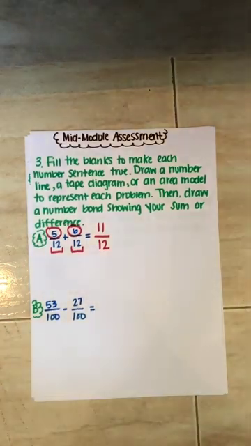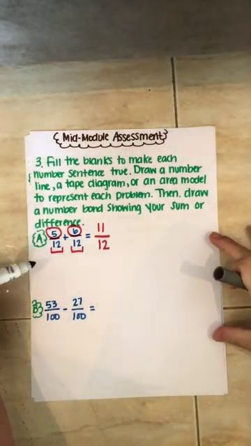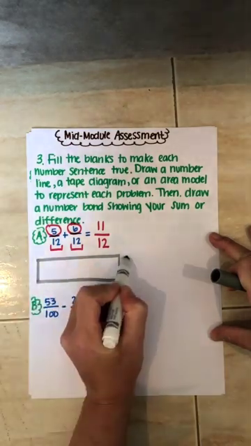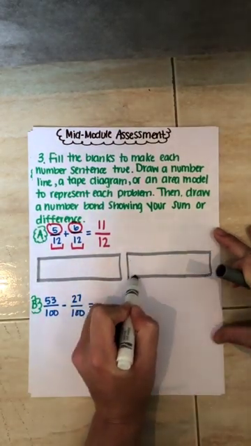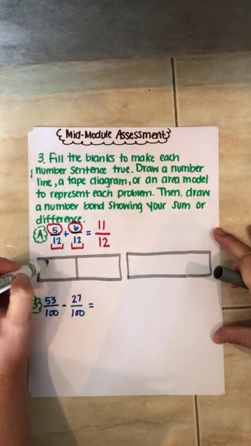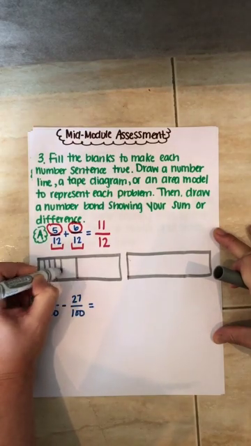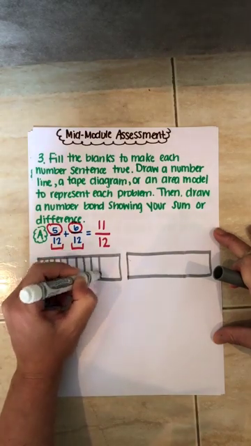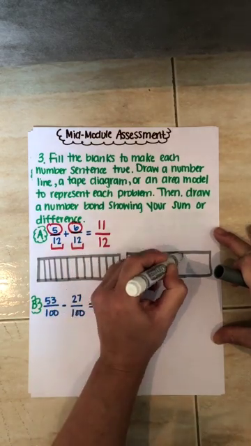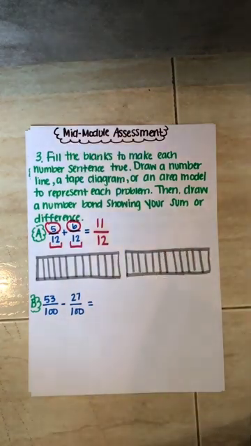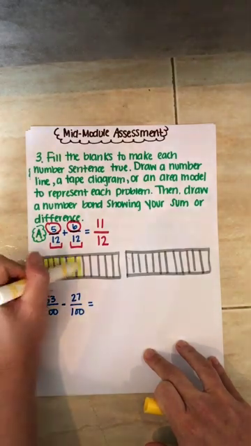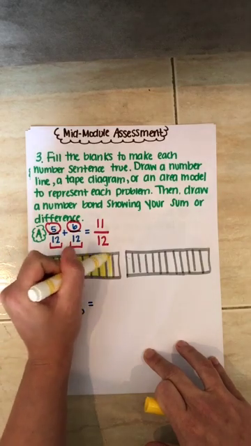Now I need to draw a model. Because I love tape diagrams so much, I'm going to draw 2 of them. Here's 1. Here's 2, because you never know, you might need another one. Okay, and then I'm going to draw 12 equal pieces. I'm going to cut it in half first. I know that each half has to be 6 pieces. So 1, 2, 3, 4, 5, and do the same thing with this one, just in case. So I have 12 equal pieces, and now I need to color in 11 of them. So 1, 2, 3, 4, 5, 6, 7, 8, 9, 10, 11.